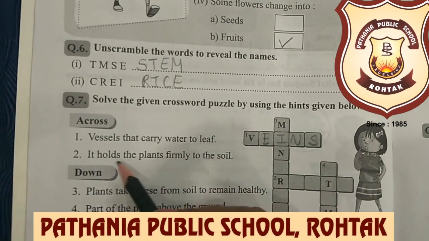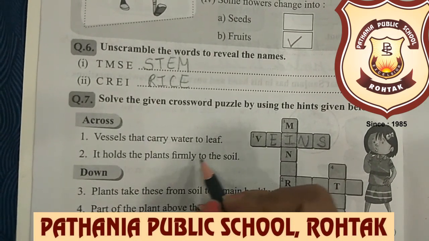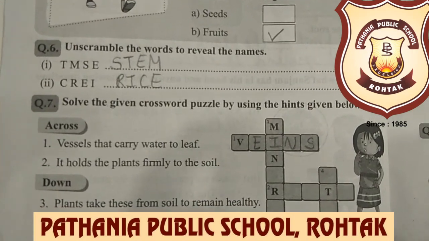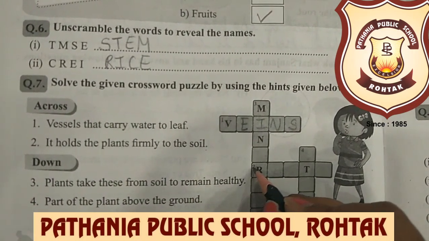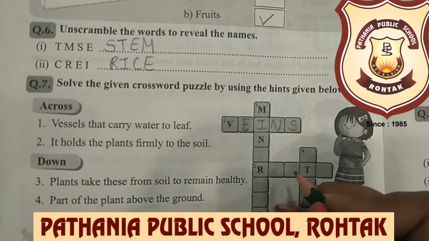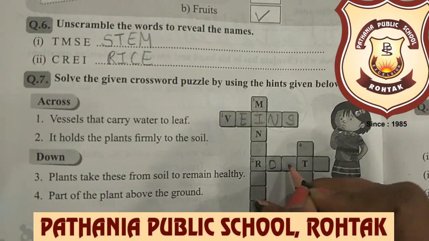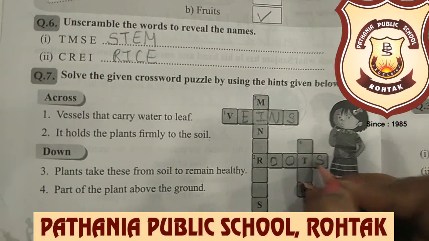Now second, it holds the plants firmly to the soil. Yes, firmly means tightly. So which part of plant holds it firmly to the soil? Yes, roots. And the number 2 is written over here, and this is across from left to right. So we will complete this. R is written over here. We will write O, O, then T is written, then we will write S.